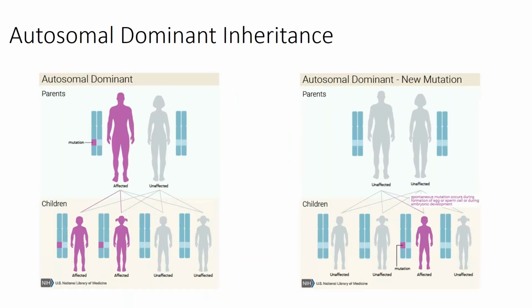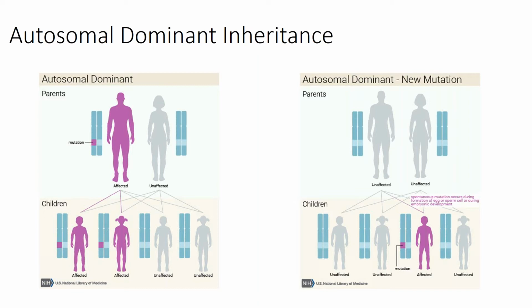This is just a schematic illustration of autosomal dominant inheritance. On the left-hand side, you see a situation where there's an affected parent, in this case, the father, who carries one copy of a variant on one of his chromosomes. And his children have a 50-50 chance of inheriting that variant, or they may inherit the chromosome which does not carry the variant, in which case they will be unaffected.